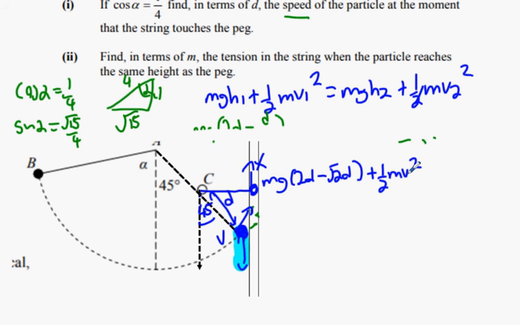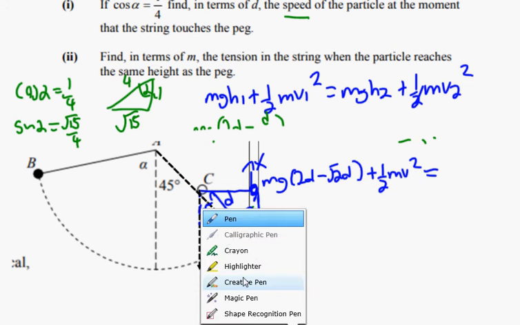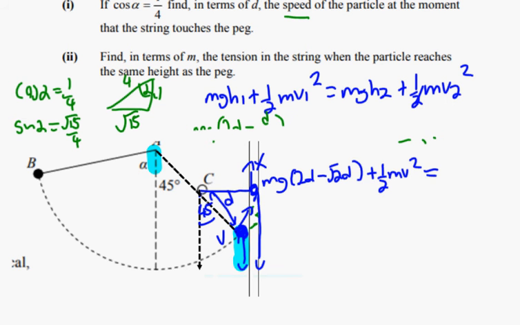Okay? So half mv squared. Now what's the new height above ground? What happens to it when it's the same height as C? What can we say there? We need to find this height here, don't we? We need to find this yellow height here. And what do we do with that yellow height?